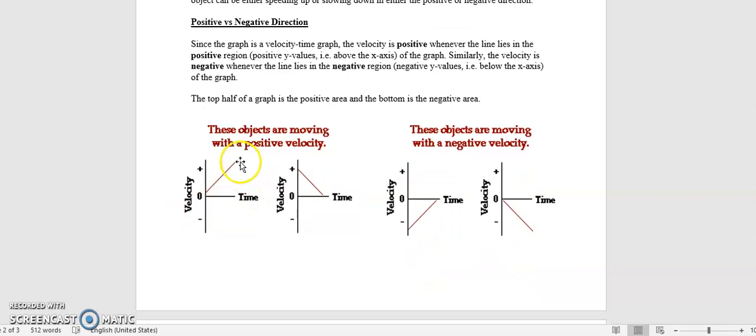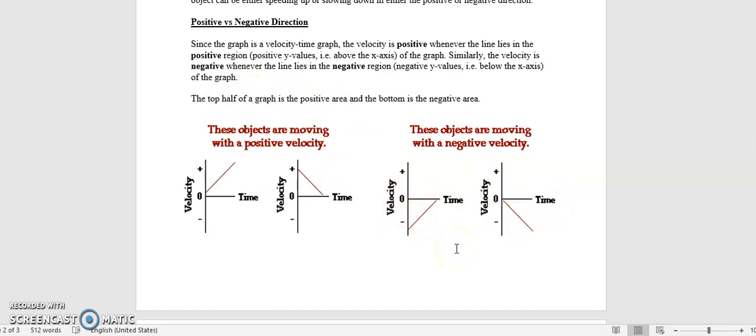So let's look here. This is our positive y and x region. In this case, this object would be speeding up. In this case, this object would be slowing down, and we'll talk about that next. But both of these are on the top part of the graph. So the top half of the graph is the positive area, and then down here we have this negative area.